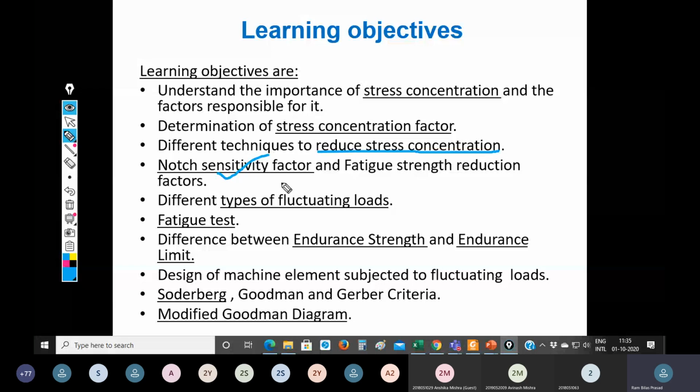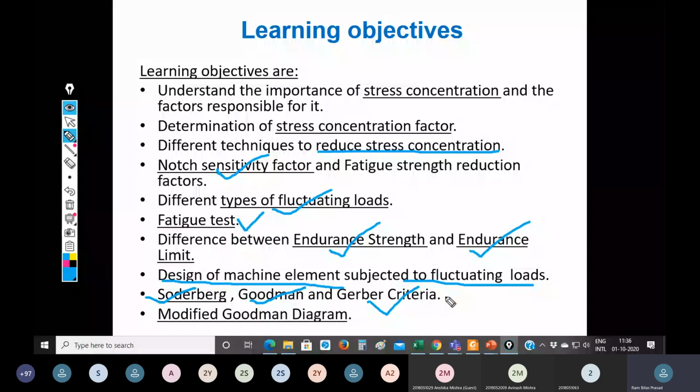Different types of fluctuating loads. Fatigue test: how the fatigue test is performed, and what is the difference between endurance strength and endurance limit. Design of machine elements subjected to fluctuating loads: how you can design the element when it is subjected to fluctuating loads. Soderberg diagram, Goodman diagram, Gerber criteria. These are the three criteria used for designing machine components subjected to fluctuating loads. Modified Goodman diagram.